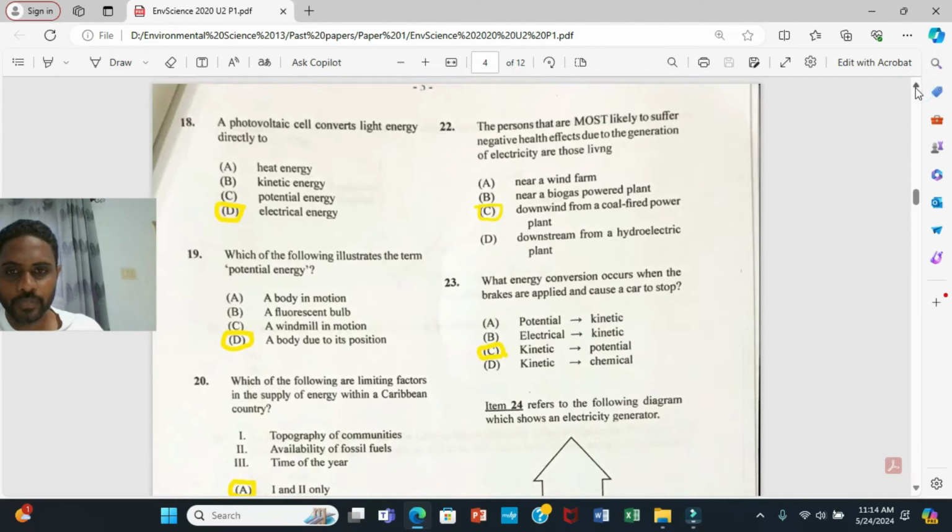All right, 22. The persons that are most likely to suffer negative health effects due to the generation of electricity are those living downstream from a coal fire plant, right? 23. What energy conversion occurs when brakes are applied and cause a car to stop? That would be C, kinetic to potential.